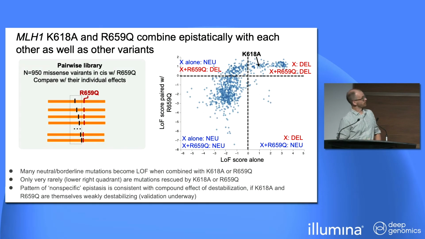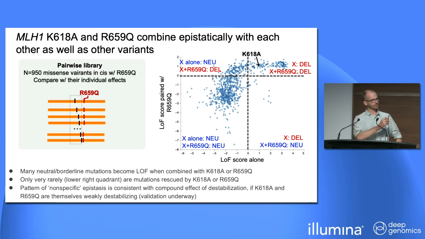Each of the points that I'm showing here represents one of those double mutants paired with R659Q, where the loss of function measure that we get when it's paired with R659Q is shown on the y-axis. Its loss of function score by itself is on the x-axis. As a reminder, more is bad. You get a lot of variants that don't change. So lower left-hand quadrant, the variant is neutral in both contexts. Upper right-hand quadrant, it's deleterious in both contexts.